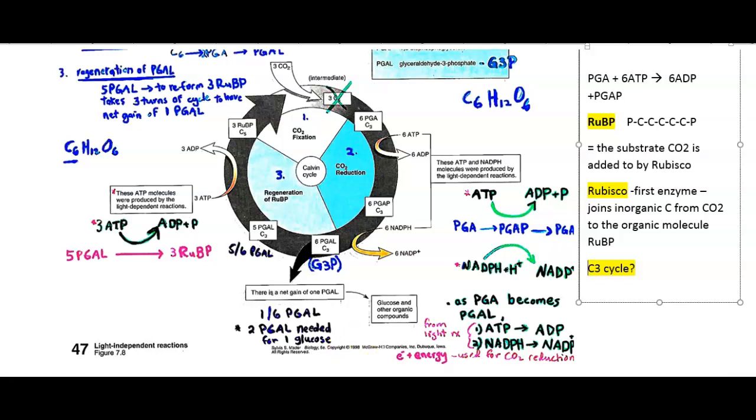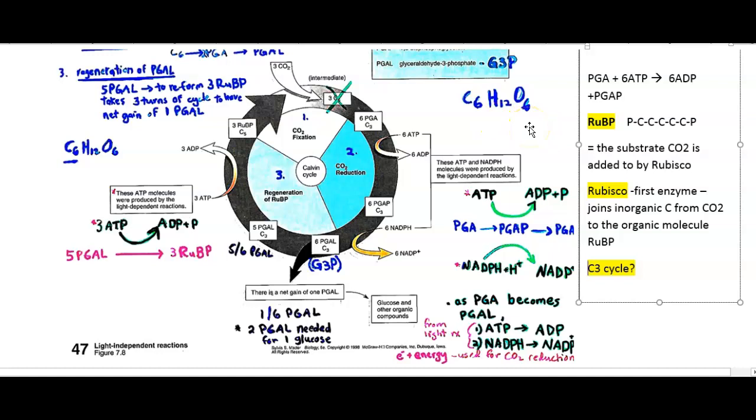Alright, let's go through this one more time. So remember, we have to go through this twice. Why do we need to go through twice? Because only 3 carbons go in the first time. So every time it goes around, you might see it every turn, there's 3 carbon dioxides going in. Glucose has 6. So one more time.